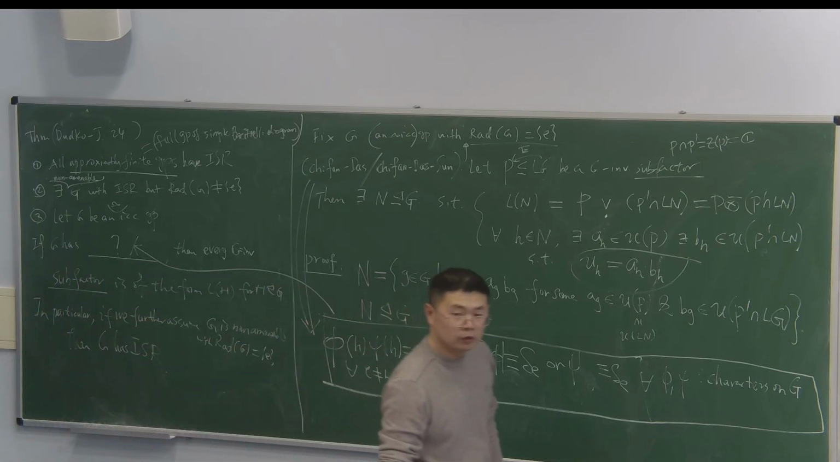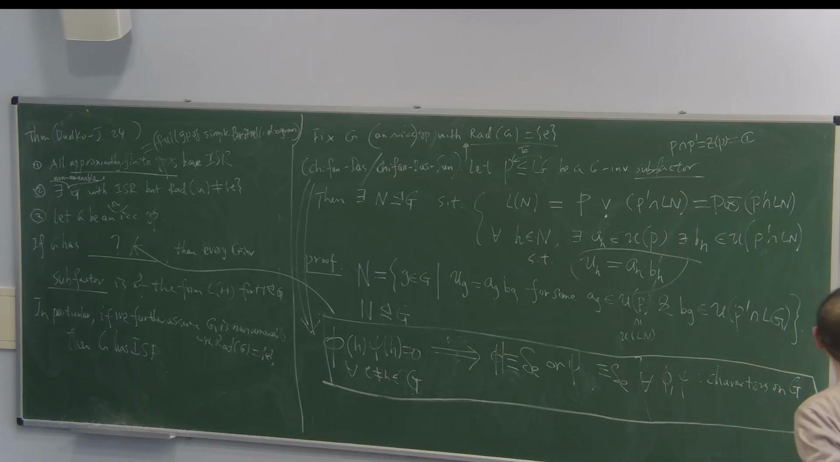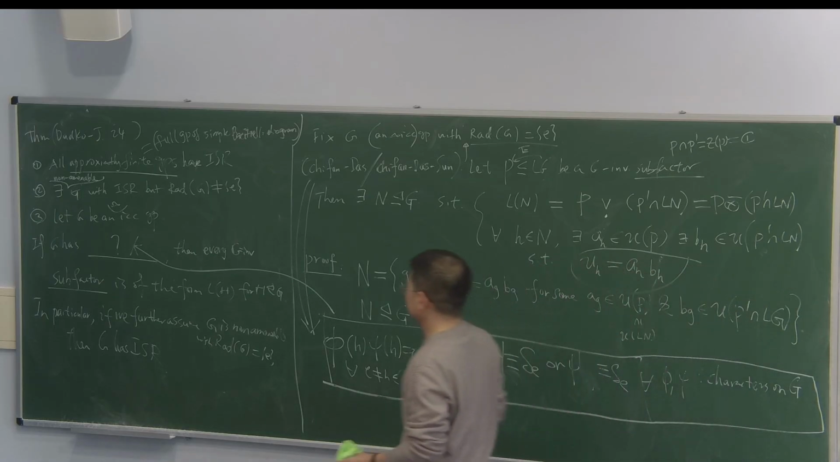So maybe you should define the property. Okay, let's see. Characters and so on. Yeah. Non-factorizable regular character property.